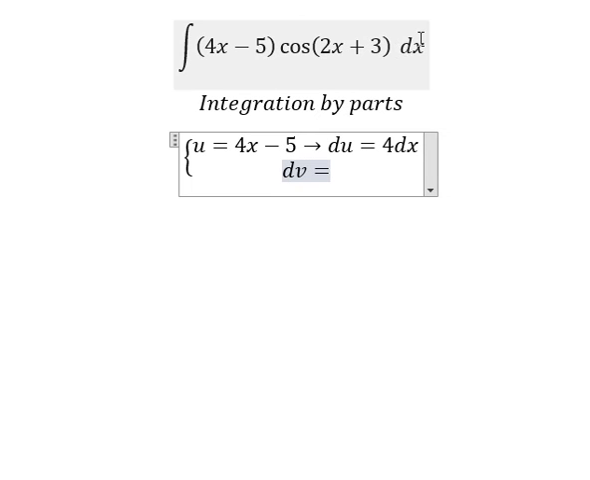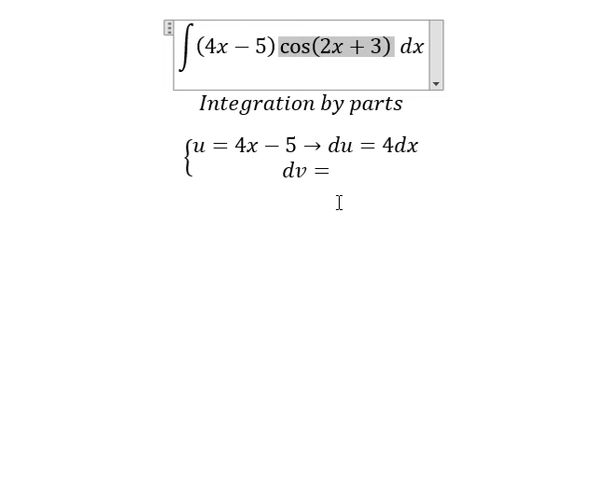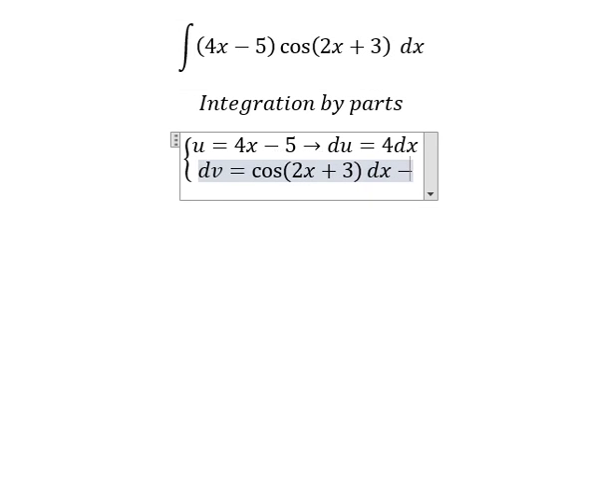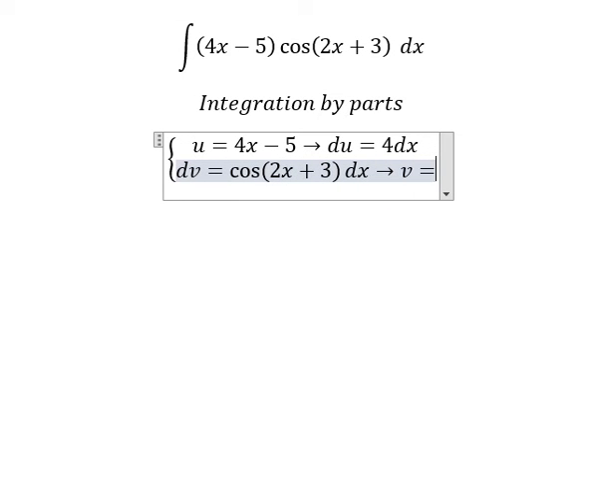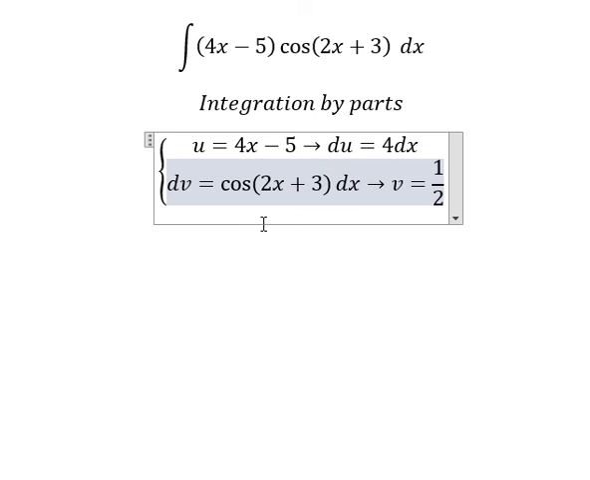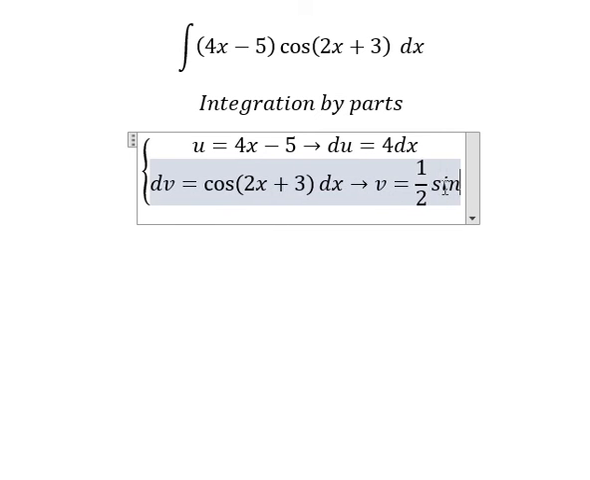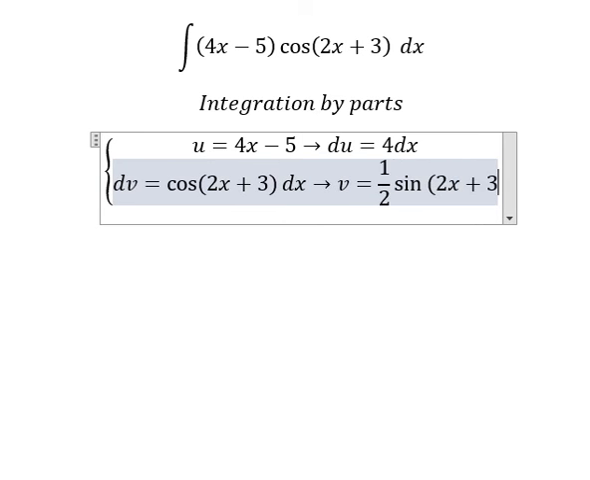dv is this one. So the integration of this one, we have 1 over 2, where the 2 is from 2x, and we have sine of 2x plus 3.